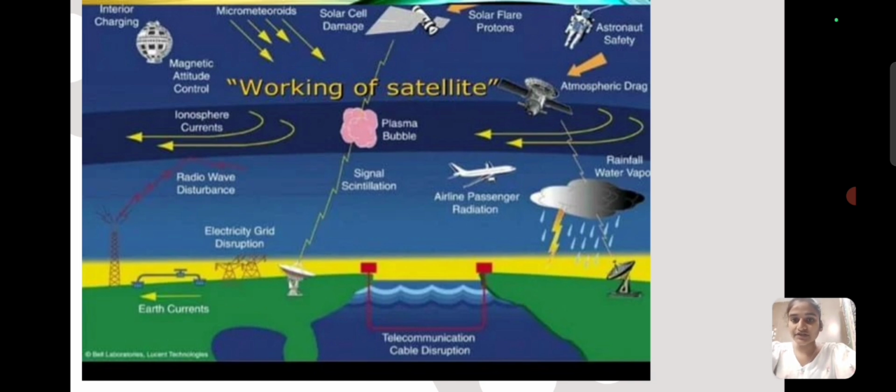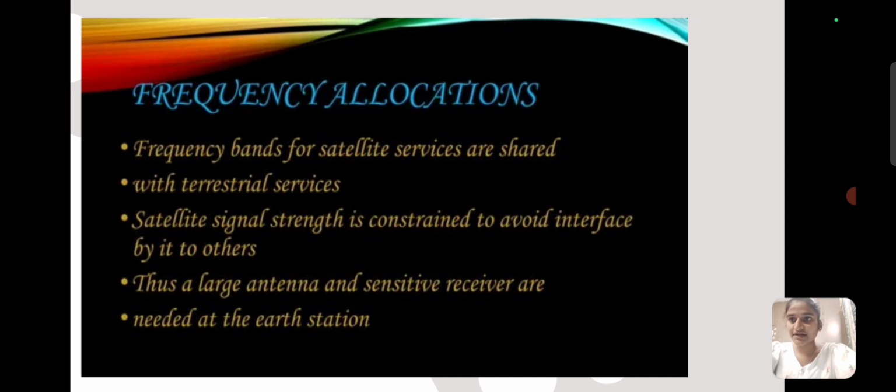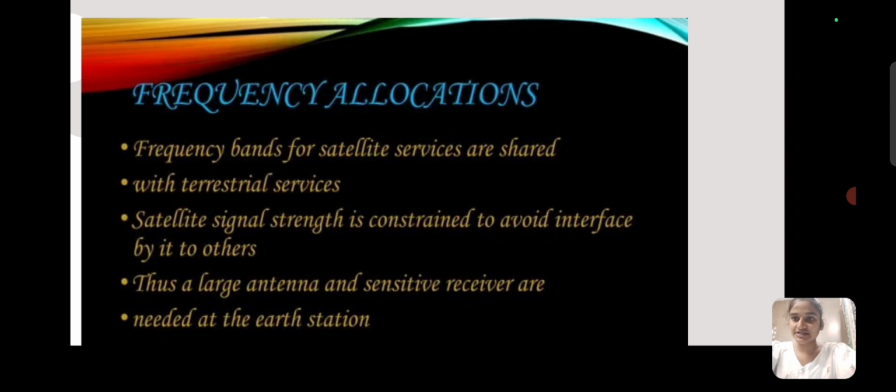So let us go with the next topic, that is frequency allocations. Frequency bands for satellite services are shared with the terrestrial services. Satellite signal strength is limited to avoid interference with others. Thus, a large antenna and a sensitive receiver are needed at the Earth stations.